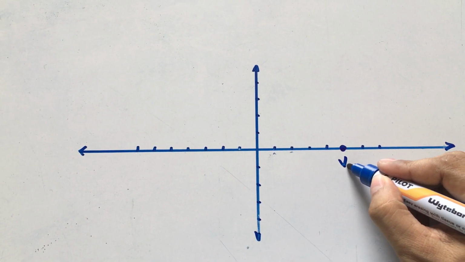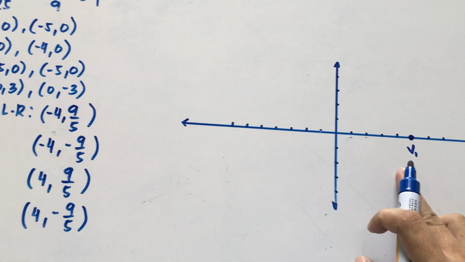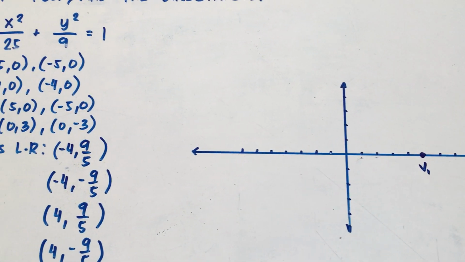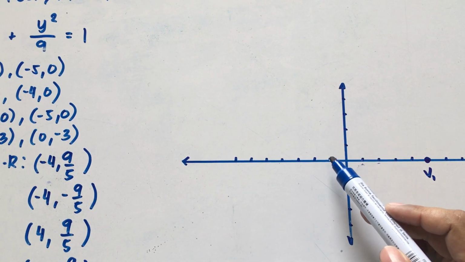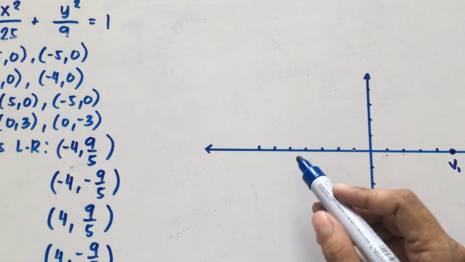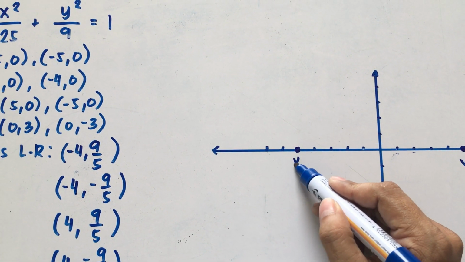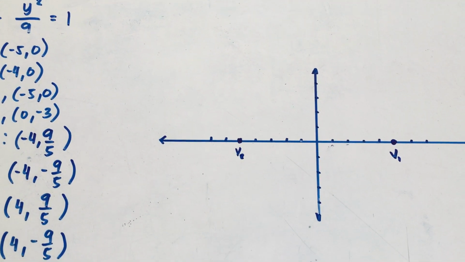V1. Okay, so that is V1, which is the first vertex, 5, 0, and the other vertex is negative 5, 0, which is 1, 2, 3, 4, 5. So this is your vertex 2.